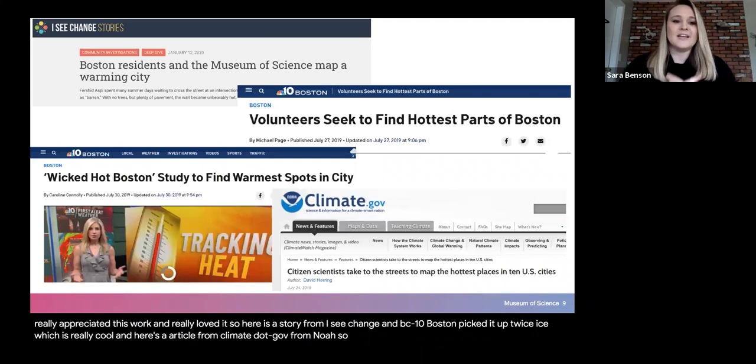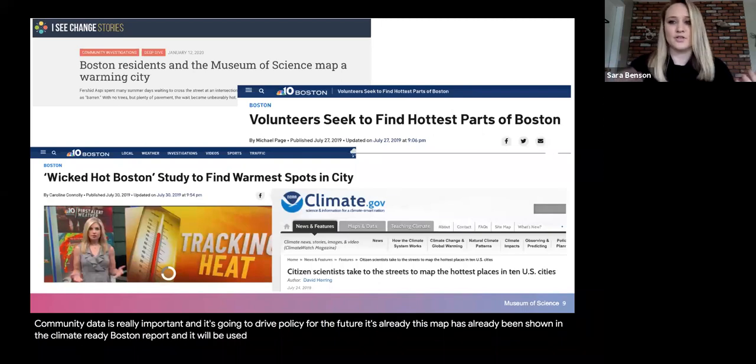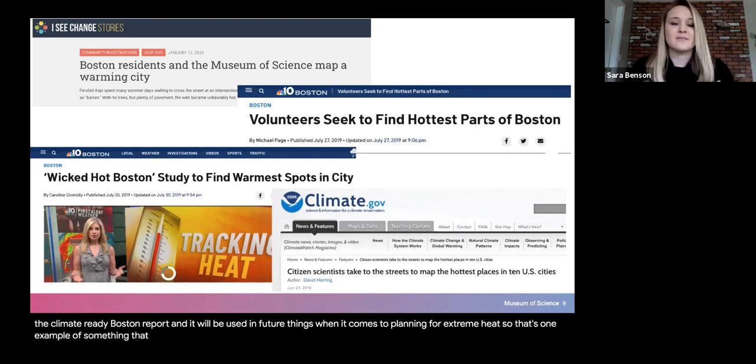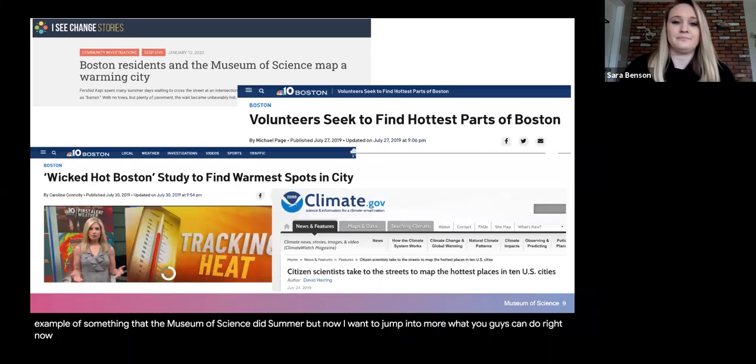So it just really shows that community input and community data is really important, and it's going to drive policy for the future. This map has already been shown in the Climate Ready Boston report, and it will be used in future things when it comes to planning for extreme heat. So that's one example of something that the Museum of Science did last summer, but now I want to jump into more what you guys can do right now.